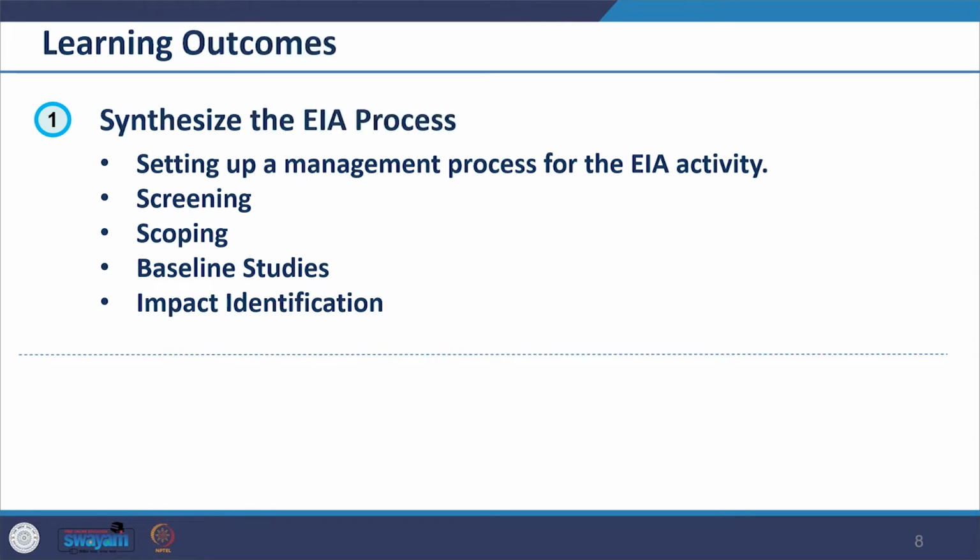The expected learning outcome is that after completion of this session, you should be able to synthesize the EIA process. You should be able to plan and organize your work, or understand what kind of process will take place, or organize your own EIA process. You should be able to synthesize all that, and then discuss and explain all these aspects: the management aspect, the stage of screening, scoping, baseline studies and impact identification after completion of this session.